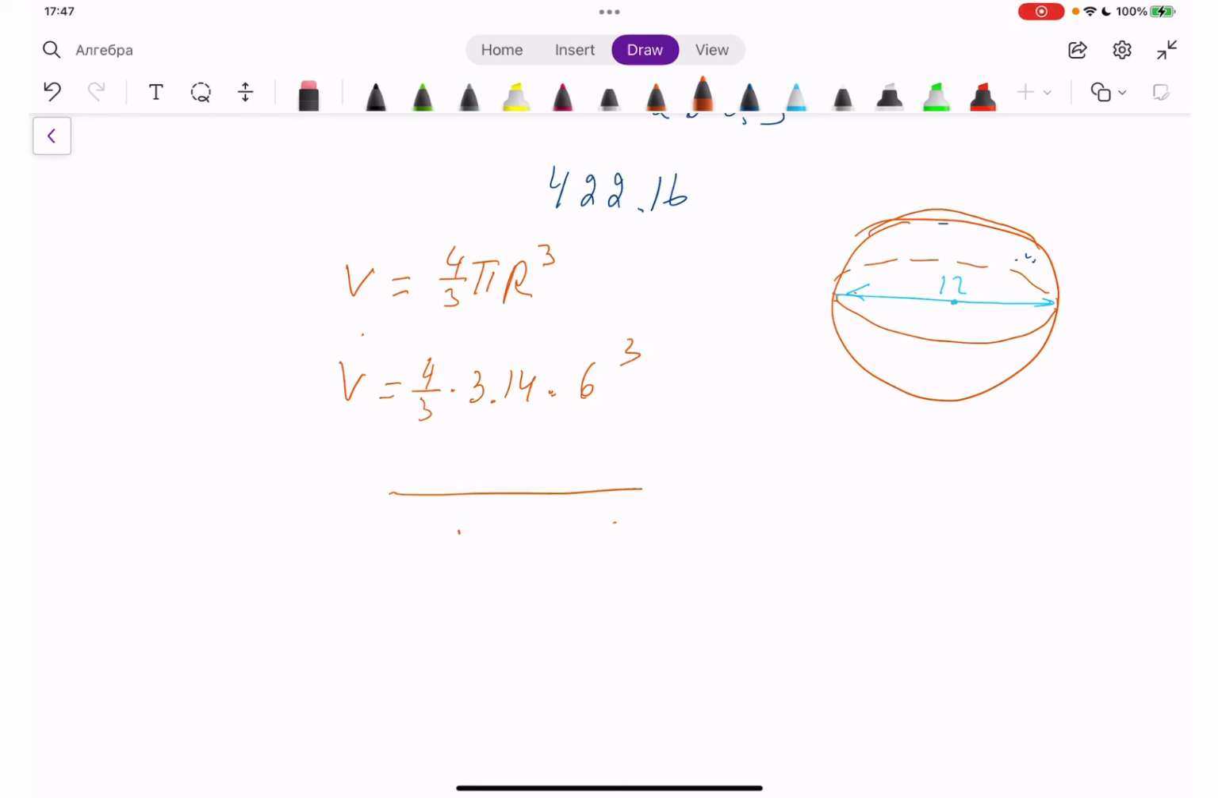So from here we have 4 times 3.14 times 6 times 6 times 6, 6 cubed. Why am I doing it this way? Because I might reduce it, 3 and 6, 1 and 2. Okay, and the result is going to be 4 times 3.14 times 2, and then times 6 times 6 is 36, and the result is going to be 904 and 32.